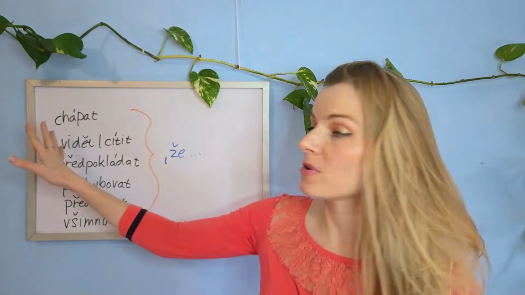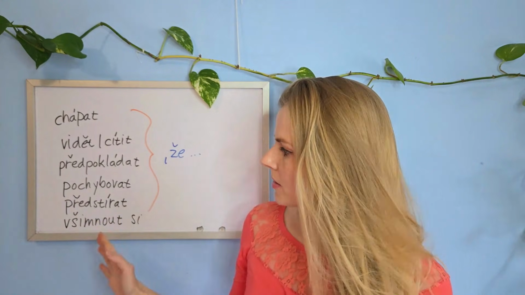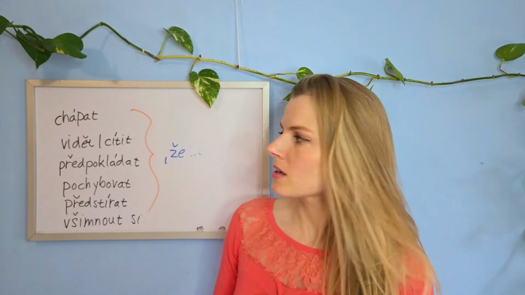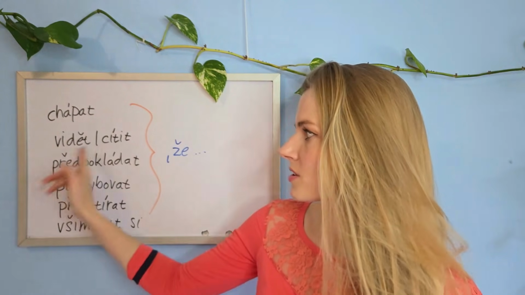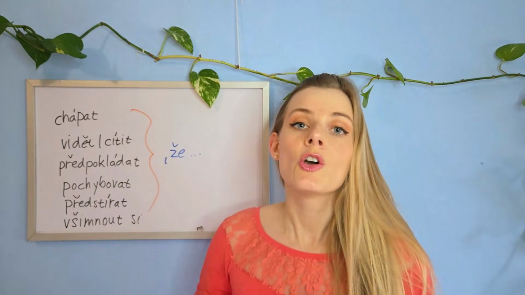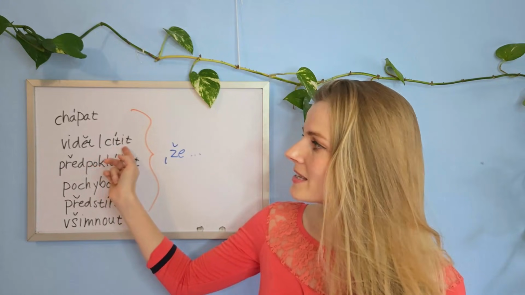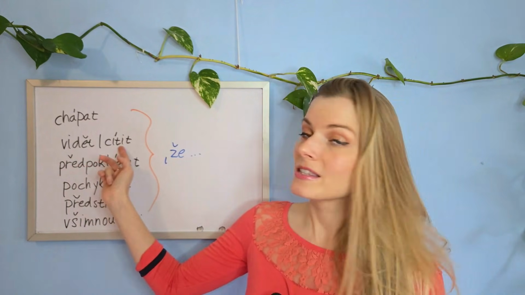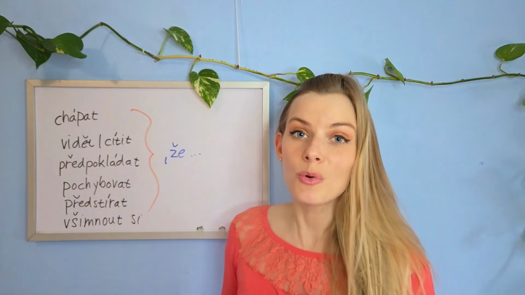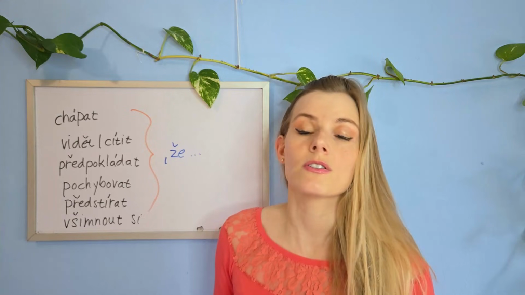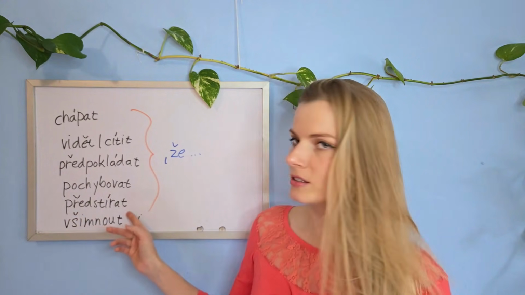Now let's see more verbs. Some of them are a little bit more complicated to pronounce. If you are a beginner and you think that information that you saw was enough, you can just skip this part. 6 more verbs, or actually 7. The verb chápat, to understand, to get the idea. Vidět and cítit. Vidět, to see, and cítit, to feel, like to sense. Předpokládat is to suppose or assume. Pochybovat, to doubt. Předstírat, to pretend.